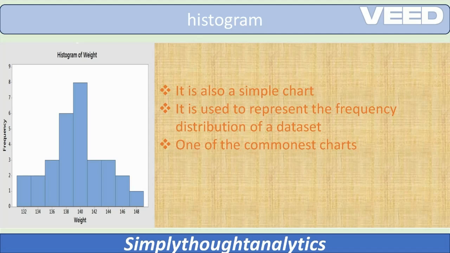Now let's look at histogram. Histogram is used to demonstrate the distribution of a particular data. So there are two major charts that we usually use for distribution. One of them is histogram. Another type is a box plot, which we are going to be talking about in our statistics module.